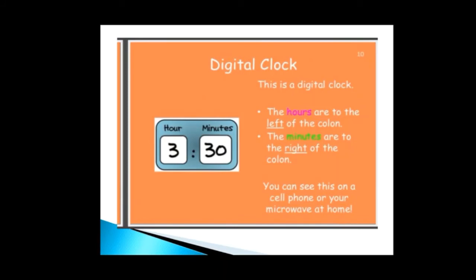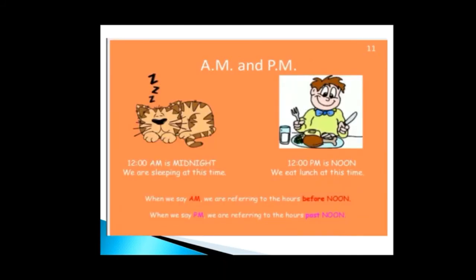Digital clock. Here what we are observing is called the digital clock. The hours are to the left of the colon. The minutes are to the right of the colon. You can see this on a cell phone or on your microwave at home.